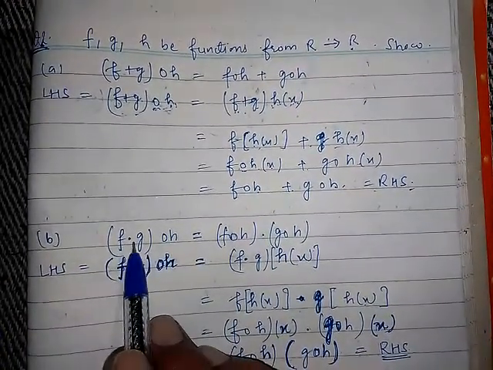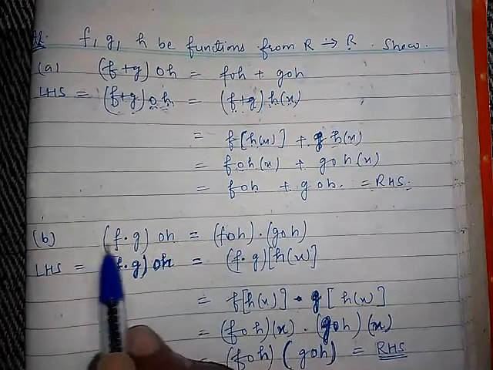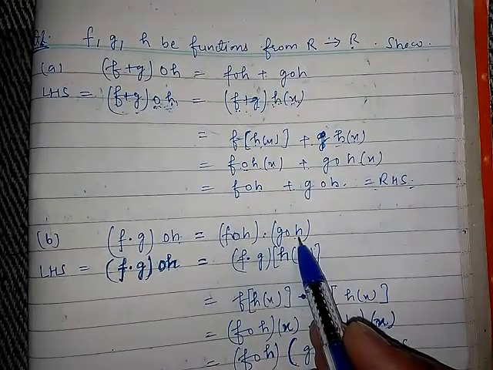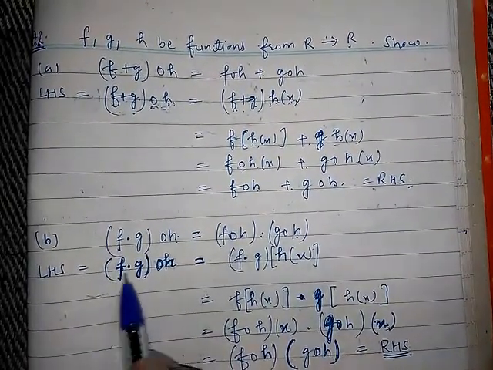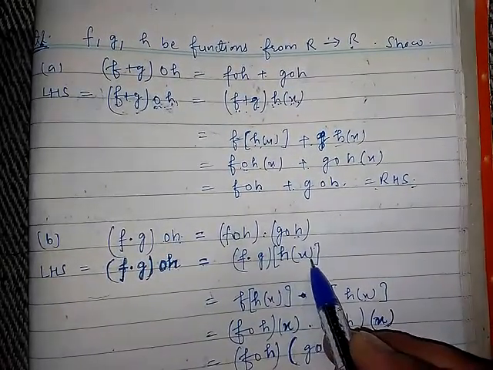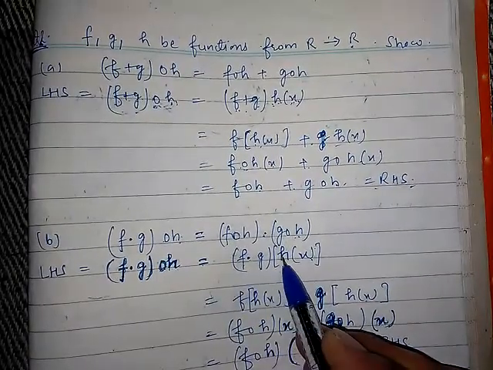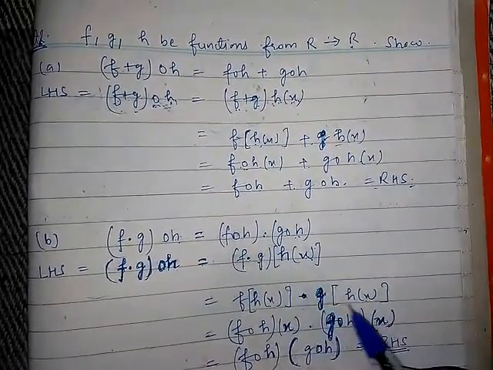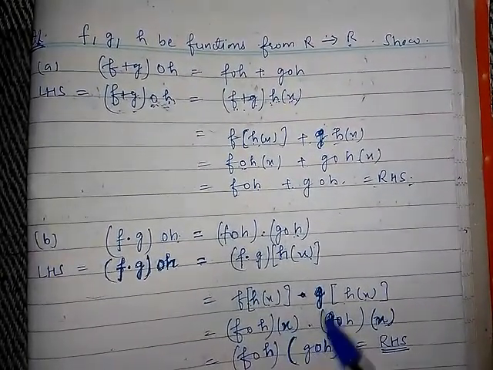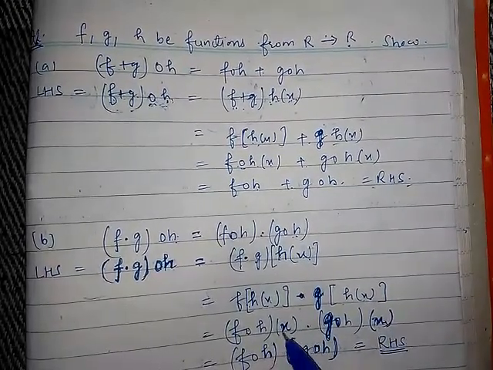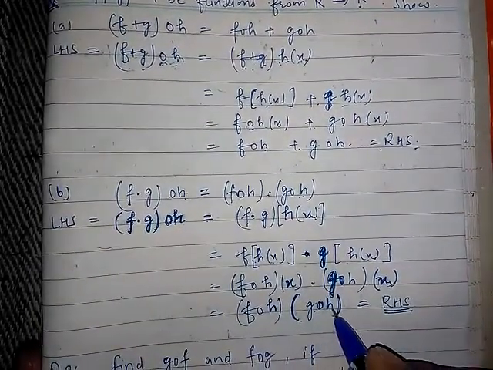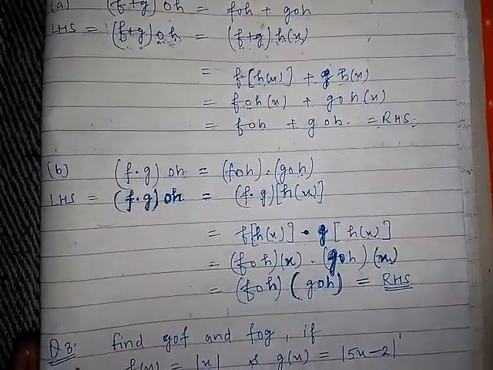Now come to the b part, (f dot g) o h. Can you write down (f o h) dot (g o h)? So this we have to prove. Let us see how to prove. (f dot g) o h is equal to (f dot g), remove this o and put here h of x. After that, next step, f of h of x dot g of h of x. Next step, introduce the o: (f o h) of x, (g o h) of x. Next line, remove this x, you will get here (f o h) dot (g o h). That is equal to what? Right hand side. Clear?